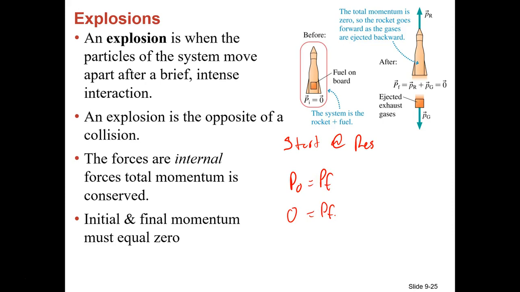You might say that means nothing is moving. Not necessarily, because remember, momentum is a vector. In an explosion, maybe some things are moving to the left and some things are moving to the right. The net momentum might be 0, but that doesn't mean the individual momentum of each particle in the explosion has to be 0. So make sure you remember that. This would be 0, equal to the sum of all of the final momenta of each particle, which has to equal 0.